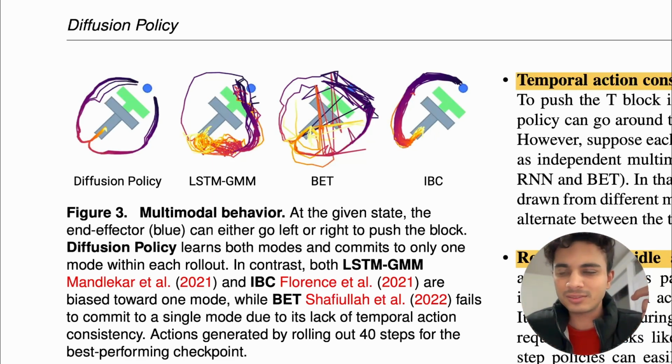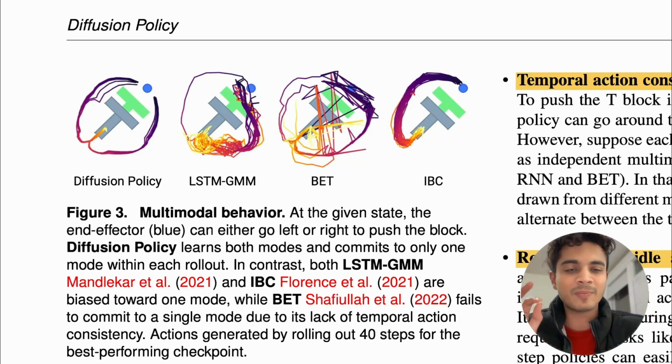So that's not what is desirable. Similar things you can see in LSTM as well. In IBC, something opposite happens. Implicit behavior cloning does not really learn all the possible ways of solving a problem, right? This is because of variations probably in the data set.